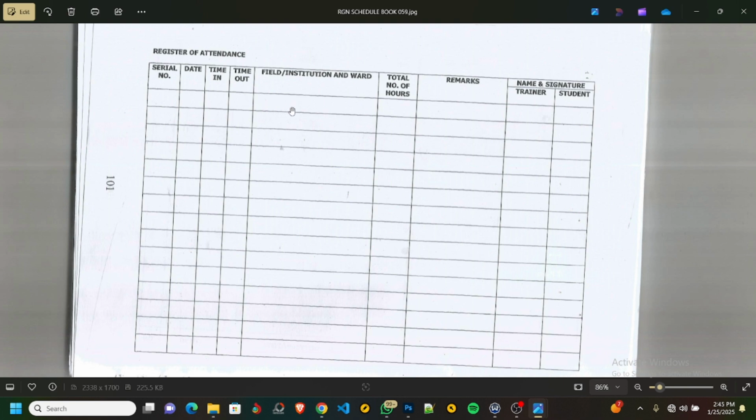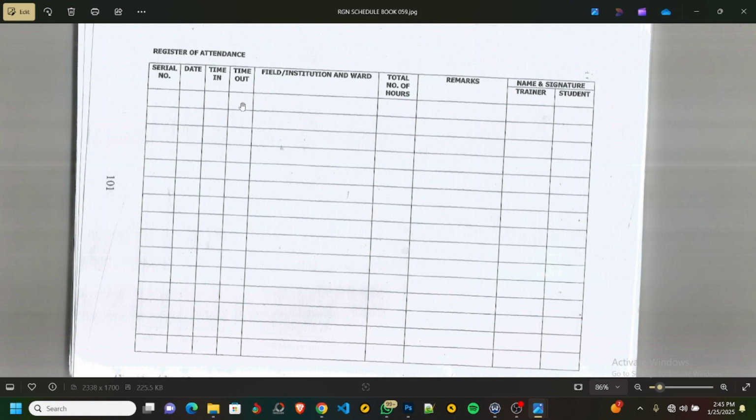Then after the whole ward experience, what did you do in the ward? So you indicate that particular ward, medical ward. How many hours did you make in the medical ward? You know, when you go for morning shift, we go at 8 and we close at 2. So within 8 to 2, how many hours are there? So you calculate the hours and you write 7 hours, 8 hours, 9 hours, depending on the hours you spent in that ward.